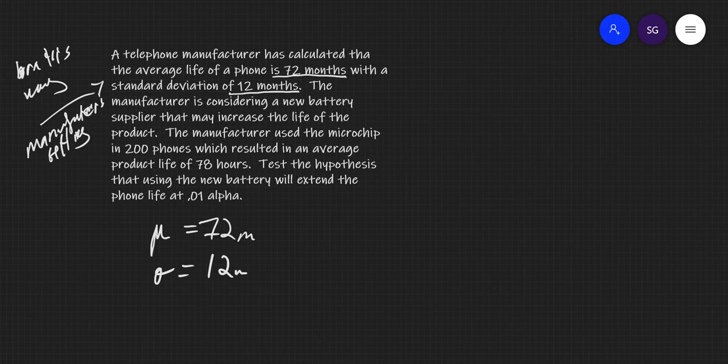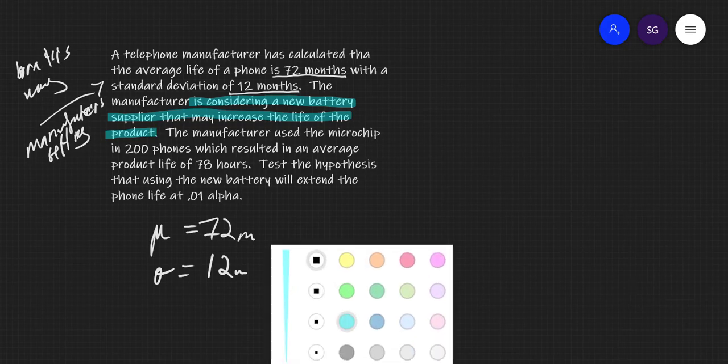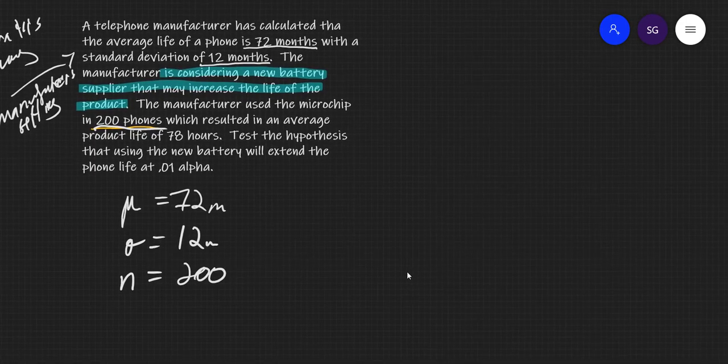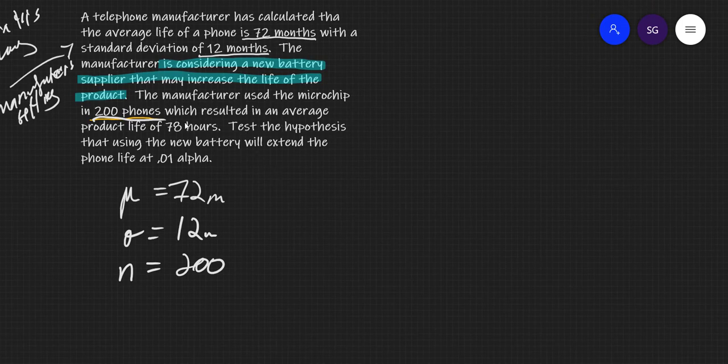The manufacturer is considering a new supplier that may increase the life of the product. That sounds an awful lot like a pending hypothesis. We're probably going to end up testing whether or not we should use the new battery. The manufacturer used a microchip in 200 phones. That sounds like n. n is equal to 200, which means we probably have a sample coming, right? Which resulted in a product life of 78 hours. There's my x bar. If I have a sample, then the sample mean is 78 hours, or months. That's supposed to be months.